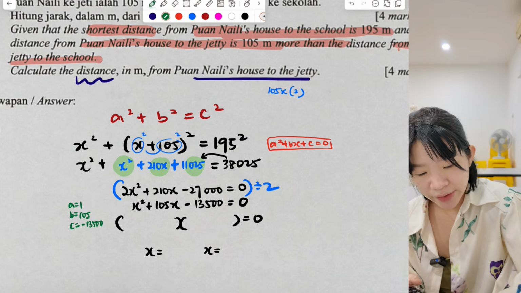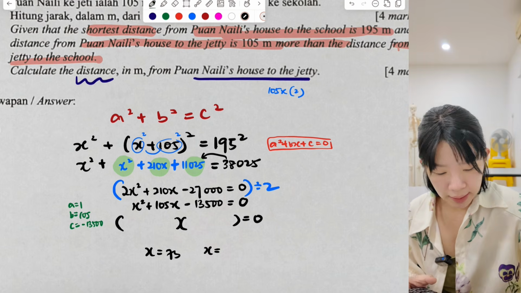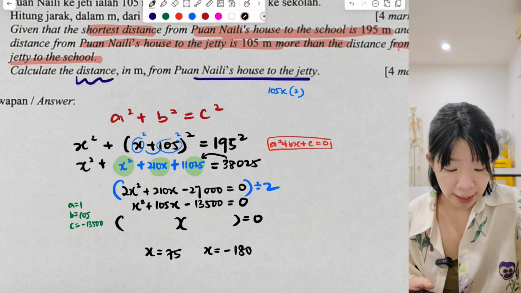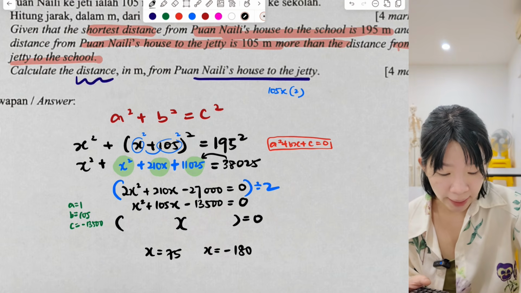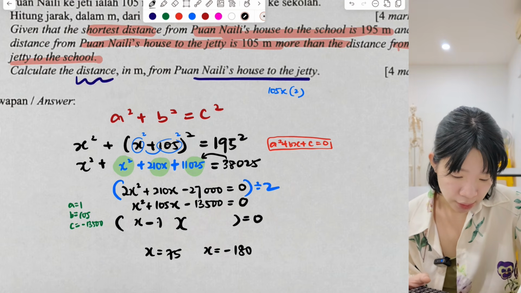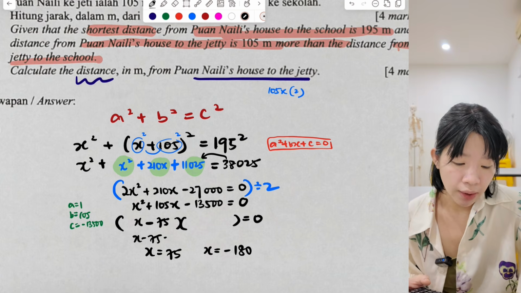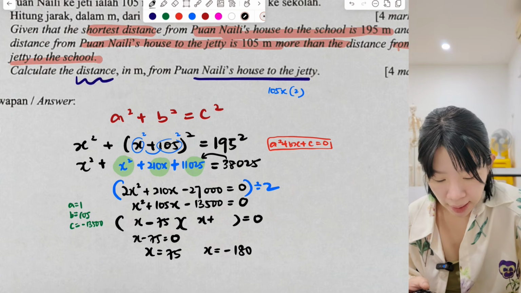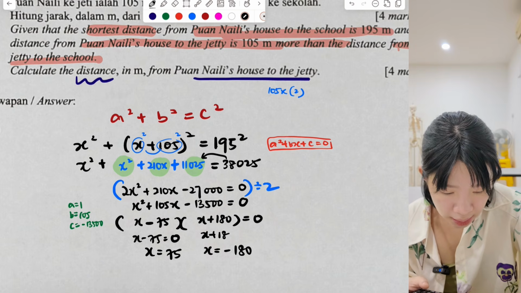Okay, we get the first answer, 75. Next answer, negative 180. Fill in the brackets. For positive 75, we need to put minus: x minus 75 equals 0. For negative 180, we put plus, the opposite: x plus 180 equals 0.